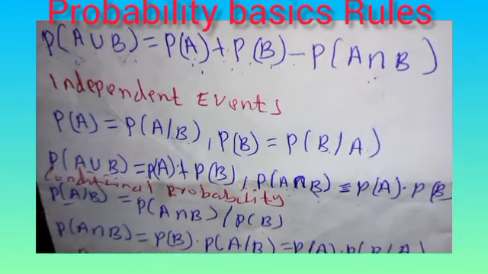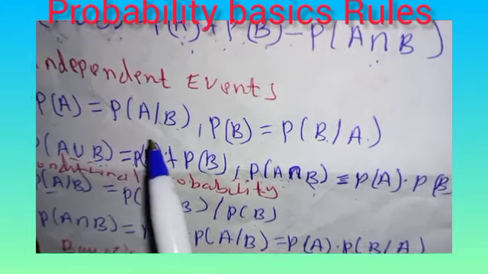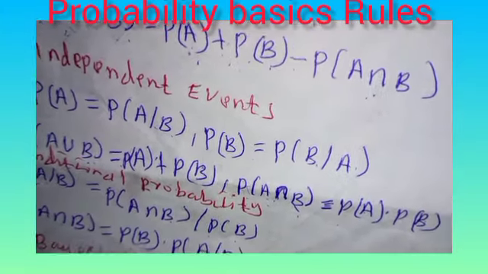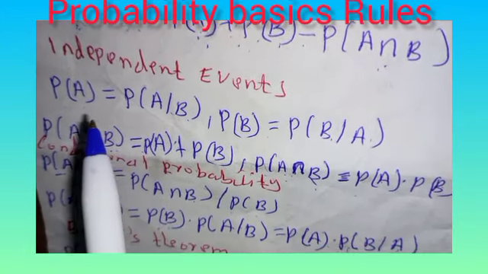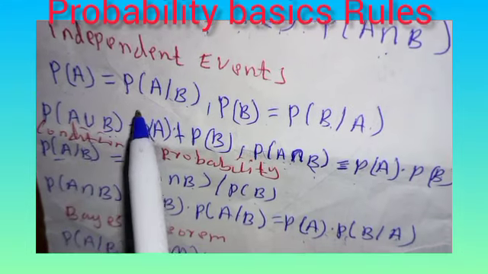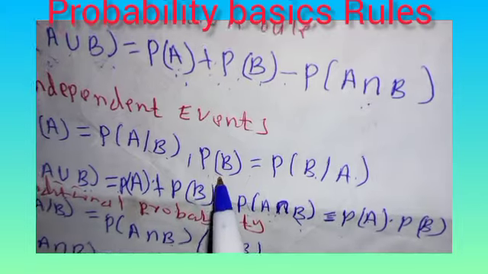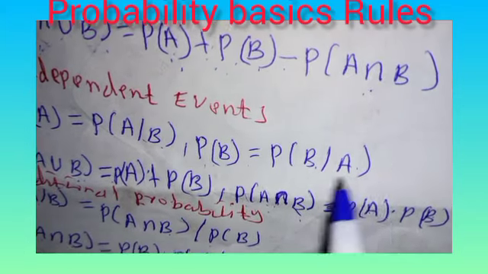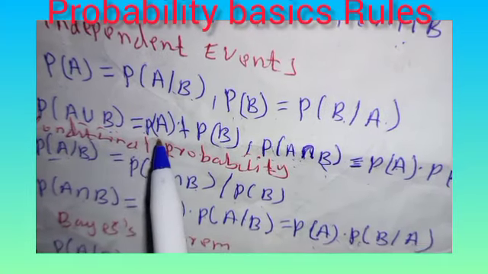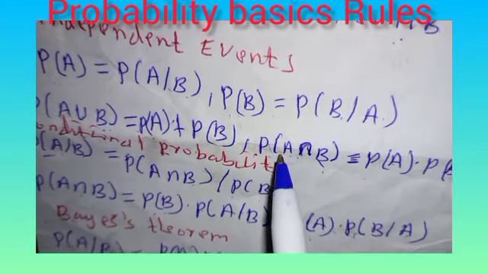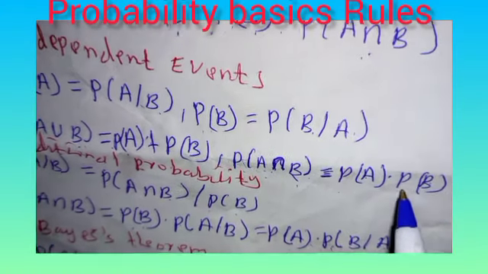Then we looked at independent events, where we saw that the probability of A is equal to the probability of A given B, the probability of B is equal to the probability of B given A, and the probability of A union B is given by the probability of A plus the probability of B.